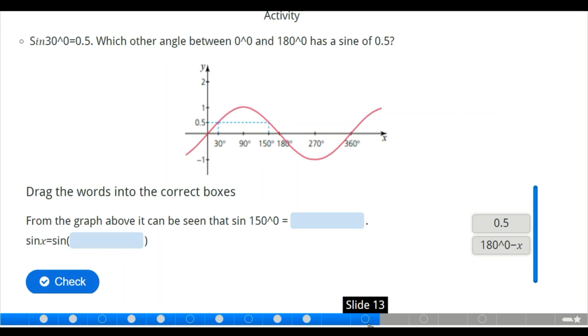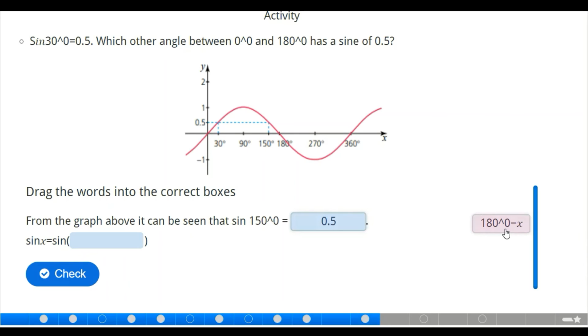So under the sine rule, another angle that will give us 0.5 is sine 150 degrees. If you want to express that, you can express it as sine of 180 degrees minus x, where our x here is 30 degrees. If we have 30 degrees subtracted from 180 degrees, that will give us 150 degrees. And sine 150 degrees will give us 0.5.